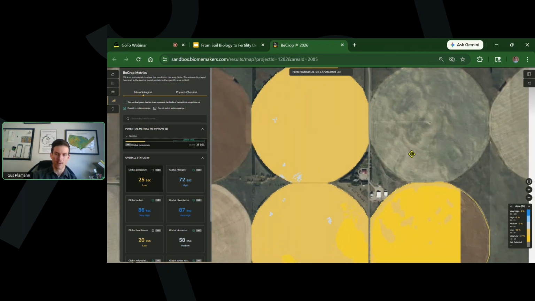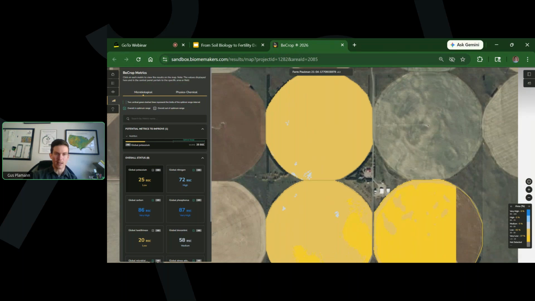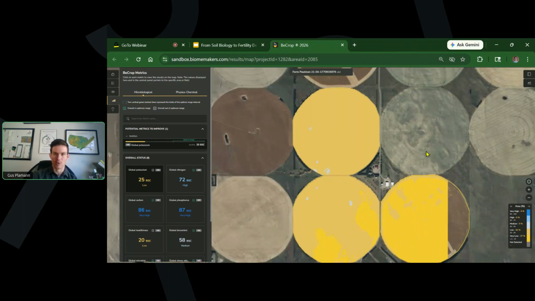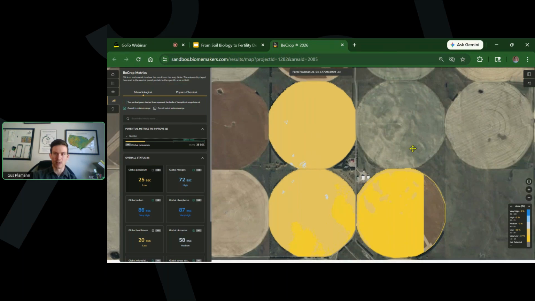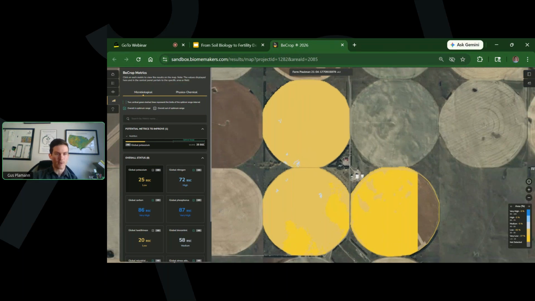I'm just going to center in for now on these 3 particular center pivot fields, and kind of give an overview going top to bottom on what some of this nutrient cycling data can tell us as far as decision making. So first of all, a little refresher on how the BeCrop scoring system works.